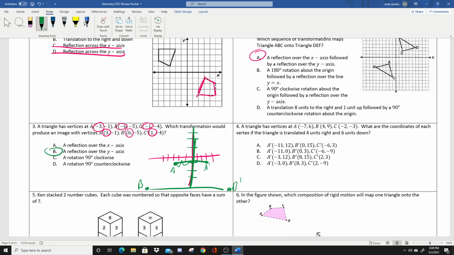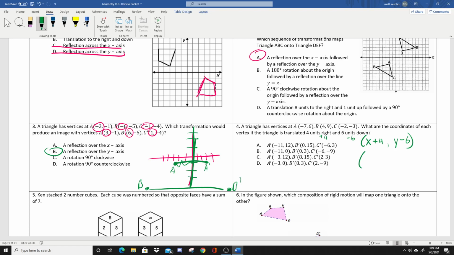Alright, so we have a translation. What that means is you're taking a triangle and moving it 4 units to the right and then 6 down. So the actual translation rule would be x plus 4, because to the right is positive 4, and then negative 6 for the y, so y minus 6. So let's look at A.